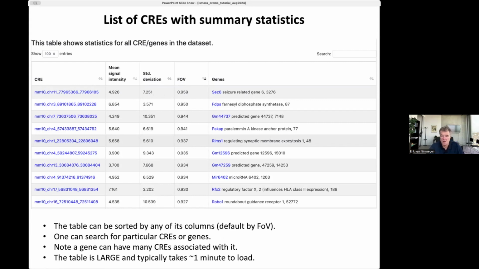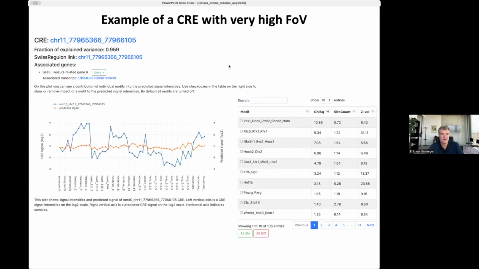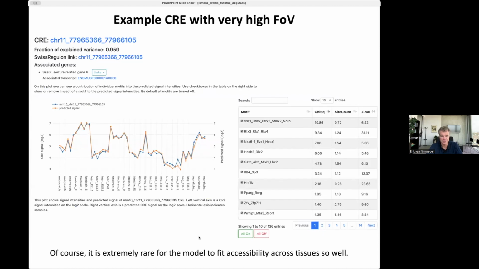All right. And so I've clicked now on the top one here. And so you see this is the accessibility of this CRE across all the samples. And in orange, again, is the predicted signal, first with all the motifs turned off. And then if we turn all the motifs on, you see that actually the model very well fits the accessibility of this motif across the samples. And now again, you get a list.